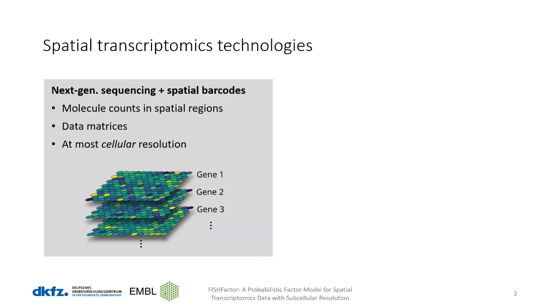Techniques in the first group are based on next-generation sequencing coupled with spatial barcodes. They provide molecule counts for a set of genes in a set of spatial regions. This way, they generate data matrices with samples corresponding to spatial regions and features corresponding to genes. However, the spatial regions are typically larger than single cells, and the resolution therefore is at most at the cellular level.